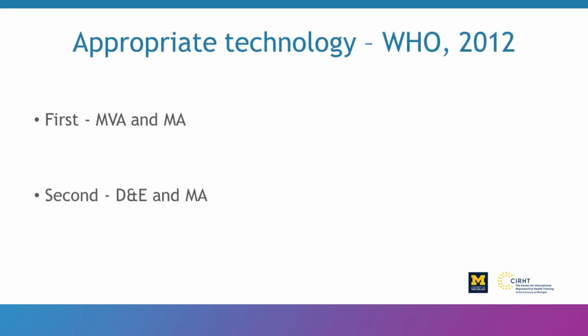So in summary, these are the appropriate technologies which are recommended by the World Health Organization, and you can see the 2012 edition. The appropriate technologies in termination of pregnancy in the first trimester are a surgical option, manual vacuum aspiration, or a medical abortion, and in the second trimester you can use dilatation and evacuation and medical abortion with repeated doses of misoprostol.